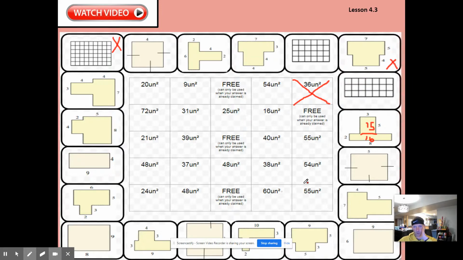So I'm going to go in and I'm going to look for a 31 UN squared on my board. Hopefully I see that. There it is. All right, so my opponent is O. And remember, I was right here.